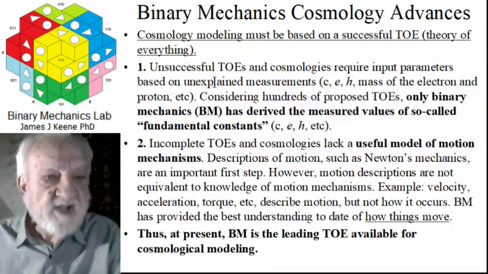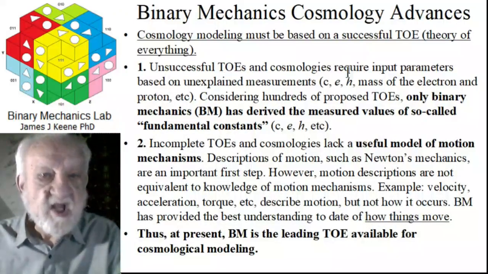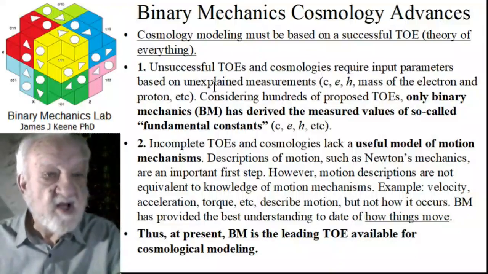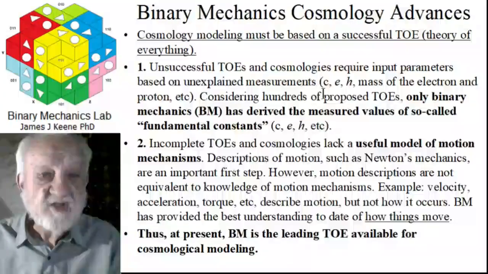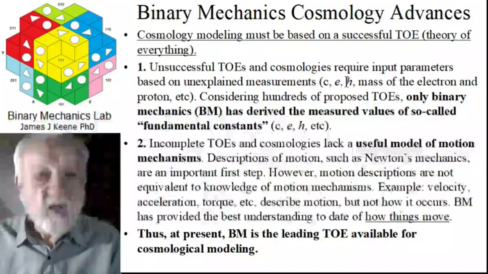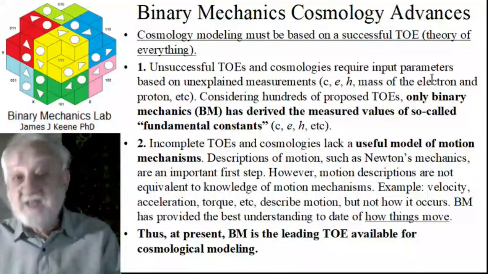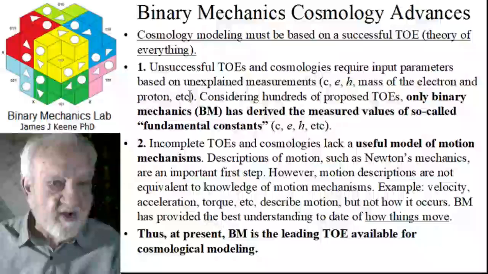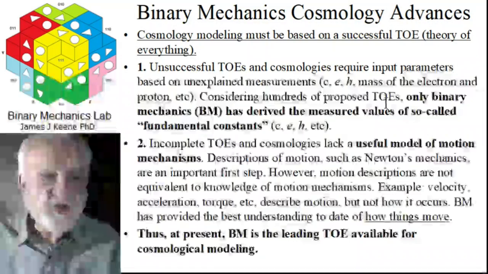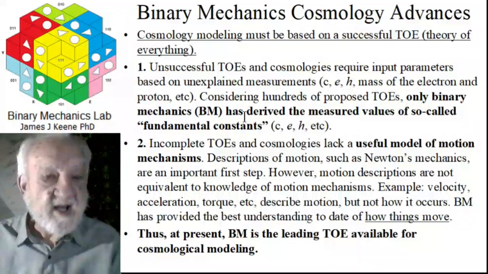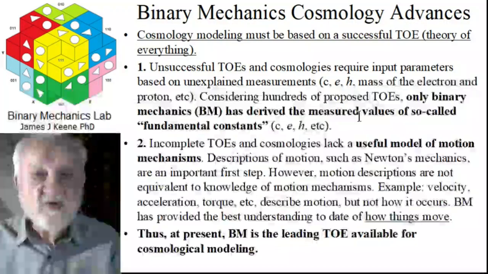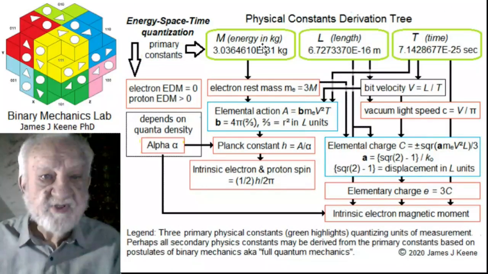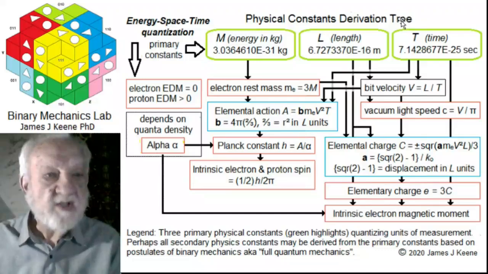First, unsuccessful TOEs and cosmologies require input parameters based on unexplained measurements, such as the velocity of light c, the elementary electric charge e, Planck's constant h, the mass of the electron and proton, etc. Considering hundreds of proposed TOEs, only binary mechanics has derived the measured values of so-called fundamental constants. Here is the constants derivation tree. Binary mechanics quantizes energy, space, and time.